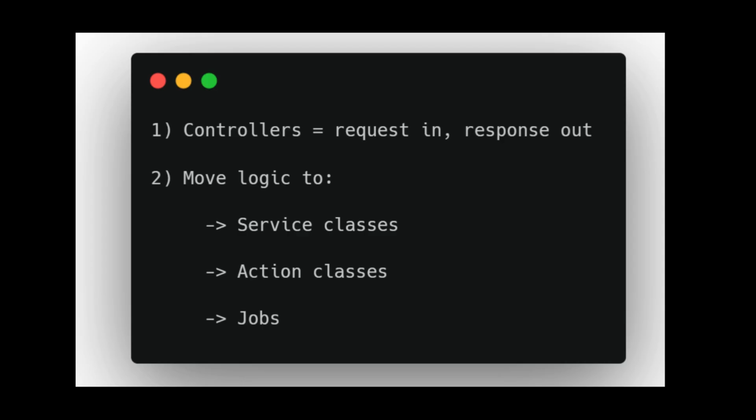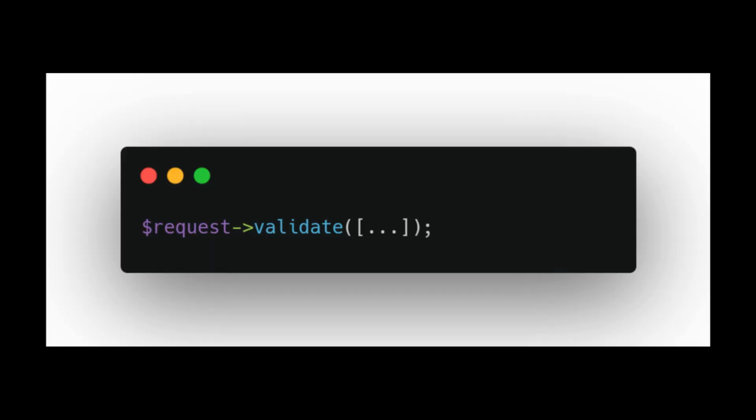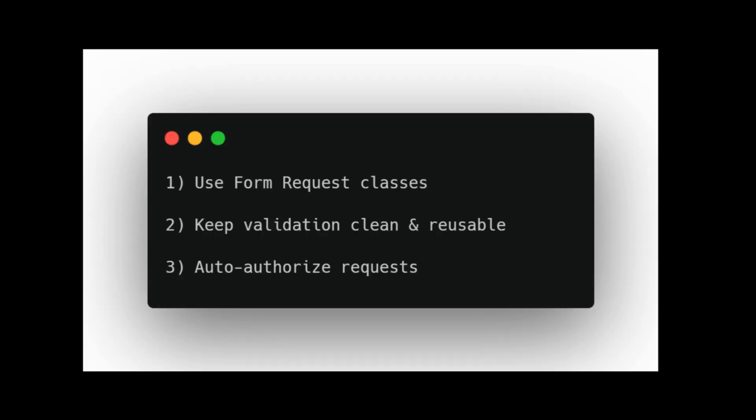And the third one is use form request validations always. Stop validating inside a controller like this: request, validate, and pass the validated data. Instead, use form request classes. They keep validation clean and reusable, and auto authorize requests. This makes your code cleaner, testable, and professional, and modern Laravel devs never skip this. So remember, use form request validations.